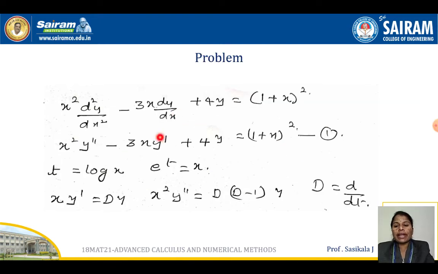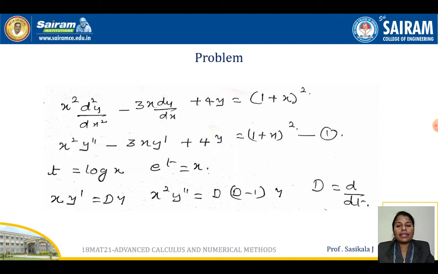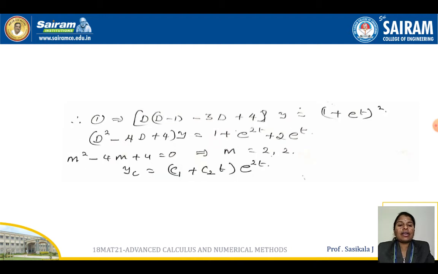So x into y dash is to be replaced by Dy. So I will get only minus 3D plus 4 into y, and the right side also is supposed to be replaced. What is that? 1 plus x, right? So 1 plus x is nothing but e power t, so replace it with (e power t) the whole square. Now you can do the simplification of this equation.